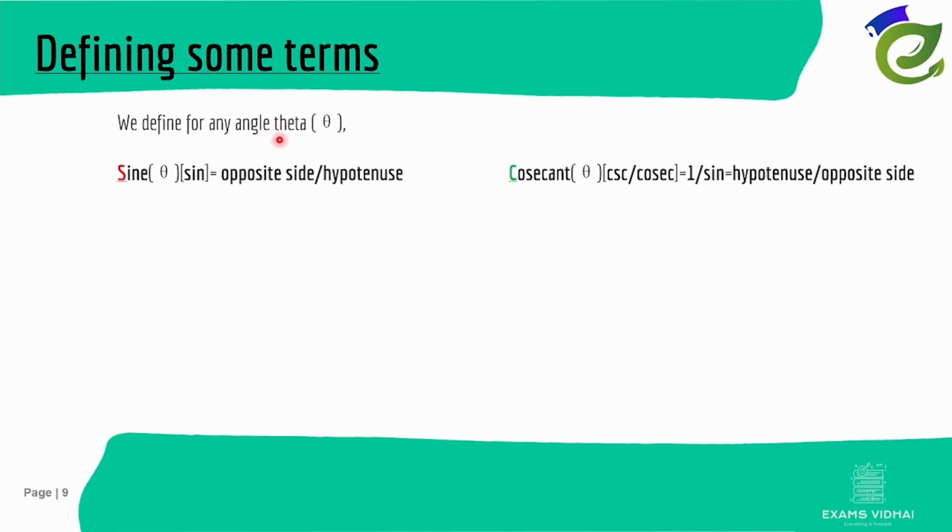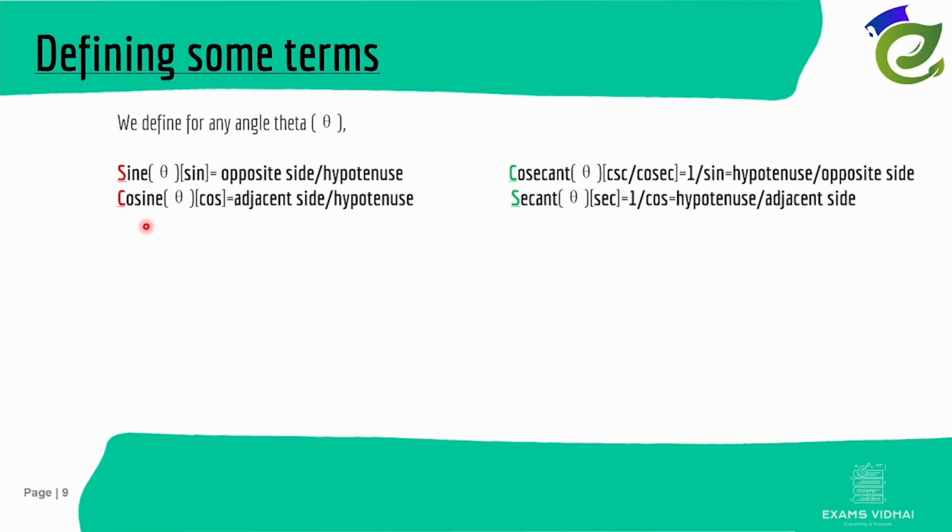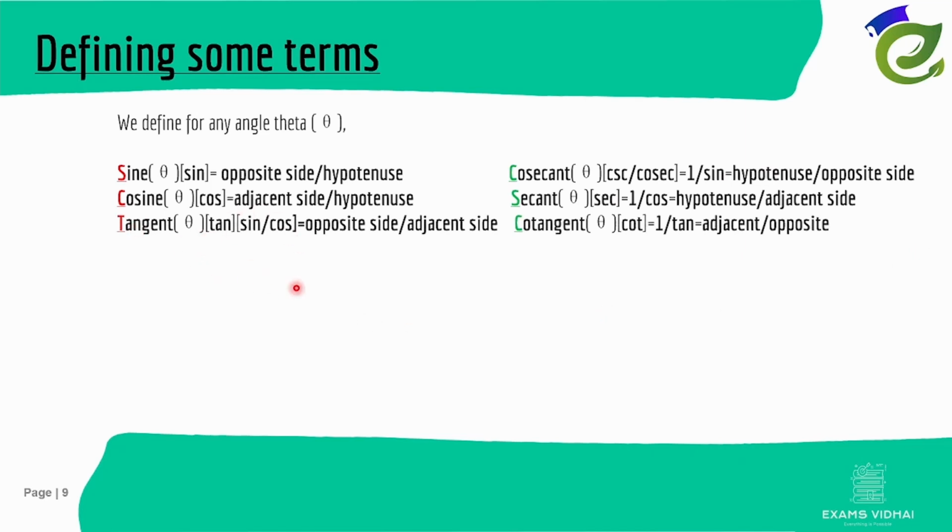For any angle theta, we say sine theta, abbreviated as sin, is opposite side by hypotenuse. Cosecant theta, abbreviated as csc or cosec, is the reciprocal of sine. It is hypotenuse by opposite side. Cosine theta or cos theta is adjacent side by hypotenuse. Secant theta or sec theta is the reciprocal of cos and it is hypotenuse by adjacent side. Tangent or tan theta, which is sine by cos, is opposite by adjacent. And cotangent, the reciprocal of tan, is adjacent by opposite.